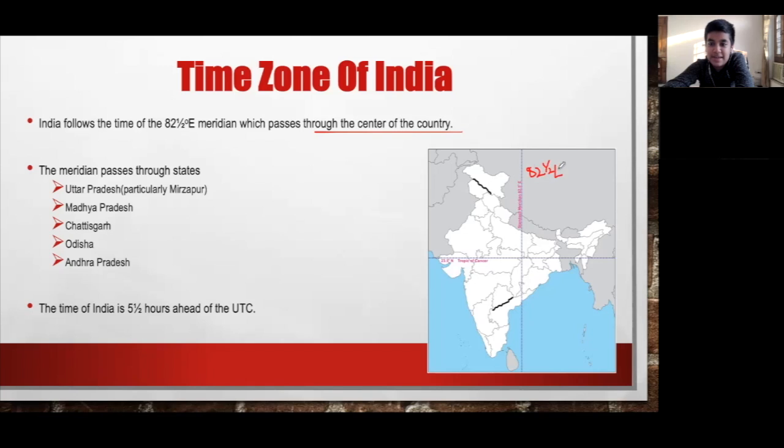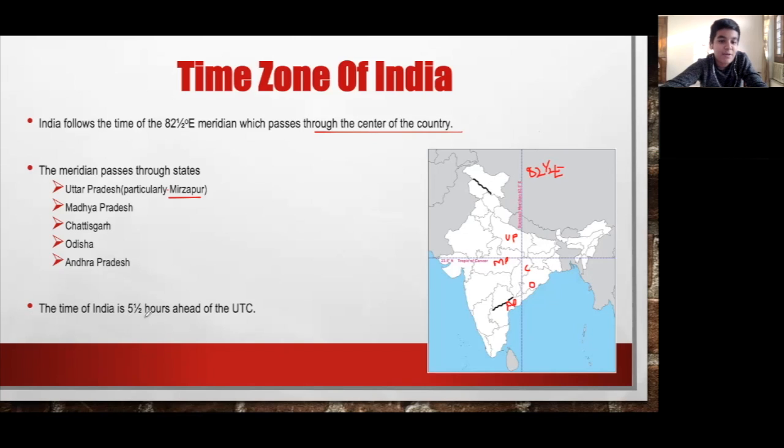Yeah. And so this meridian passes through 5 states of India. That is Uttar Pradesh over here, and a particular city of Uttar Pradesh through which it passes through the center, that is Mirzapur. Then comes Madhya Pradesh, then Chhattisgarh, Odisha, and then Andhra Pradesh. So the time is followed, I mean, the meridian passes through these 5 states.